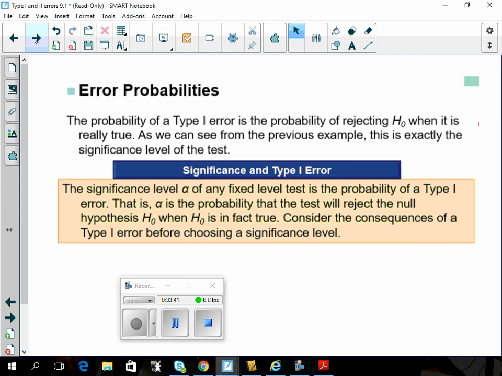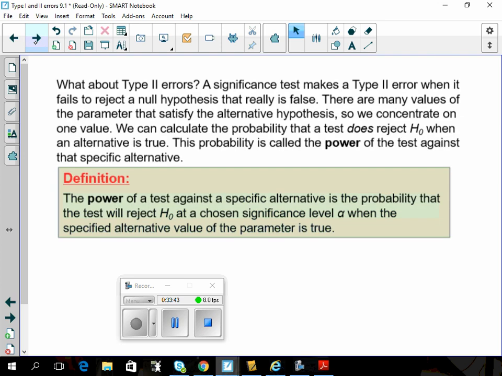I've already talked about significance level, sorry. All right, what about type 2 errors? So a type 2 error, we've already talked about what it is, and here's the definition. I've also said that the power of a test is the complement of a type 2 error, right? So the power is just going to be the complement of the probability of making a type 2 error, which is beta, right? And power is what we want.